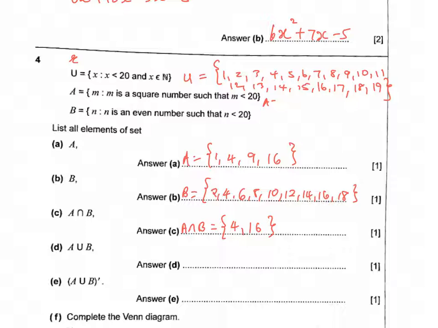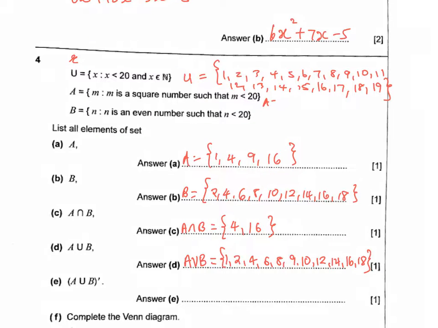Okay, then A union B. A union B means you should combine the elements of A with the elements of B. We have 1, 2, 4, 6, 8, 9, 10, 12, 14, 16, and 18. Those are the elements if you combine or if you unite A with B.